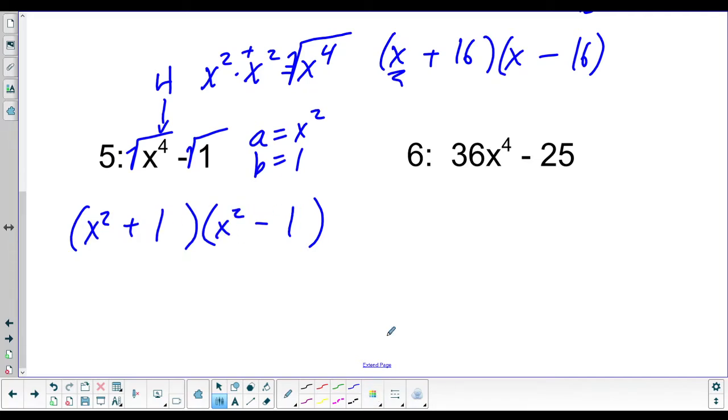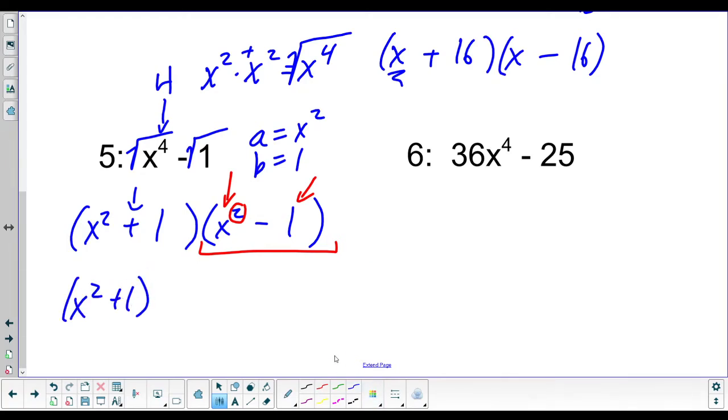Hold on, though. We're not done. Look at this. This is something squared minus a perfect square. This is difference of squares again. So we have to factor this one more time using the same method we've been doing this whole lesson. So this one is a plus. That means it's safe. You can't factor it. So we're going to go ahead and just bring this one down. This is x squared plus 1 still.